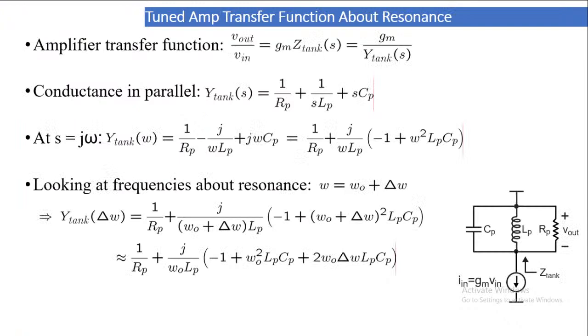Now, for a tuned amplifier, the transfer function around the resonance, Vout by Vin, is gm times Z tank. Z tank is the impedance. Vout by Vin is gm Z tank, which is equal to gm by Y tank.